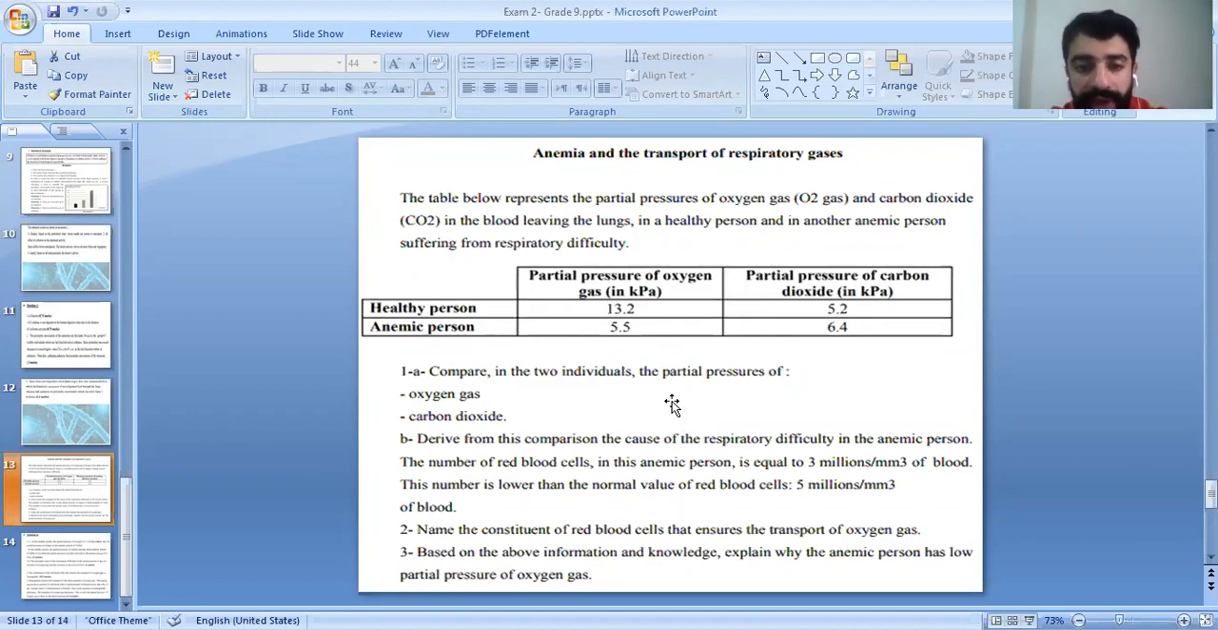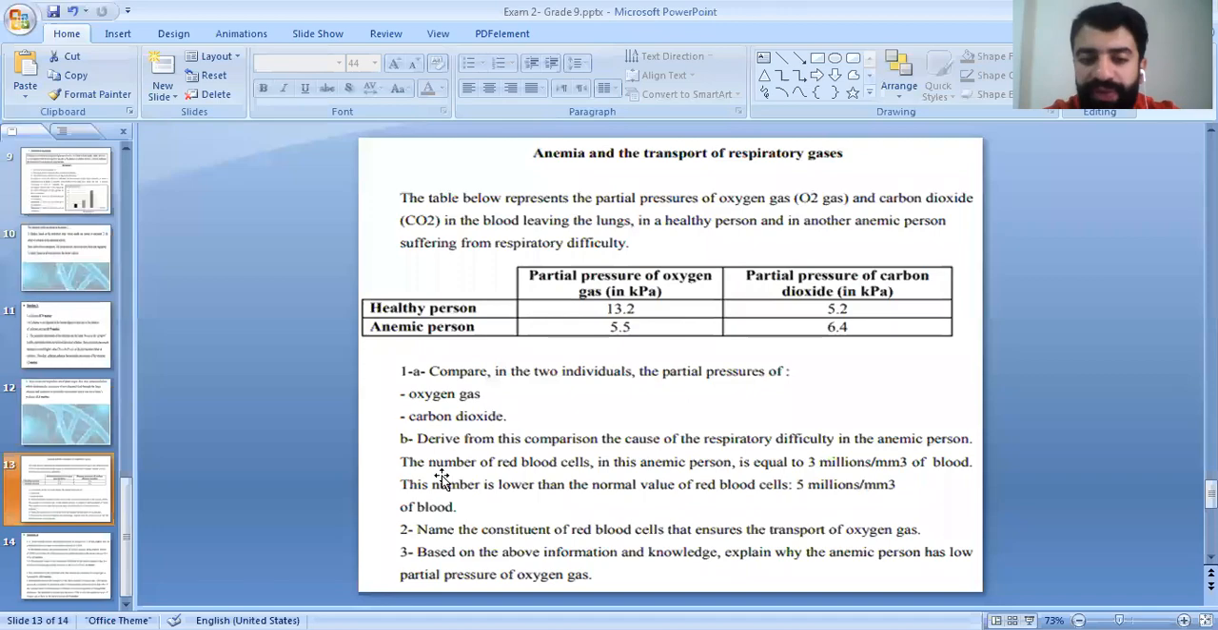Why? We have low partial pressure of the oxygen gas and high partial pressure of carbon dioxide, and this will lead to the difficulties in respiration. So here, the healthy person has a higher partial pressure of oxygen, and the anemic person has a higher partial pressure of carbon dioxide. This is the cause of the problem in the anemic person.